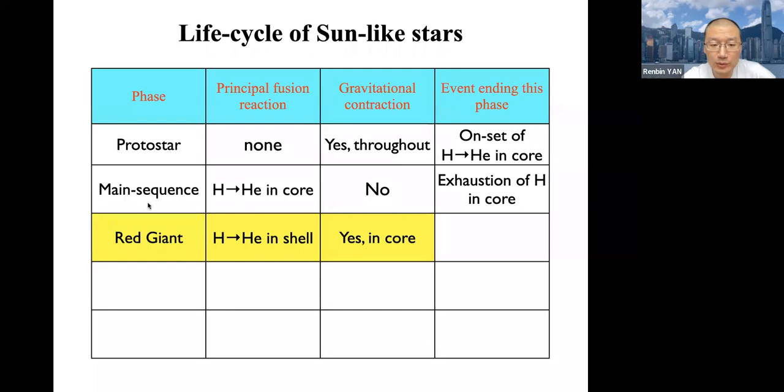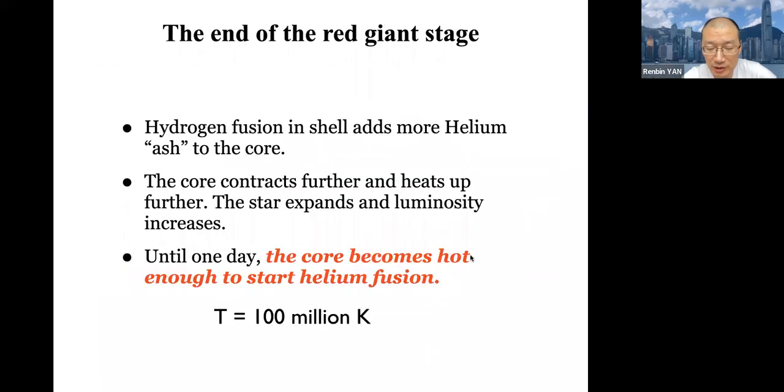So that is what we talked about last time. The red giant phase is the phase that is immediately after the main sequence phase. So we have hydrogen to helium fusion in a shell around the core, and there is gravitational contraction in the core. So what event ends this phase? This is what we are going to continue to talk about today.